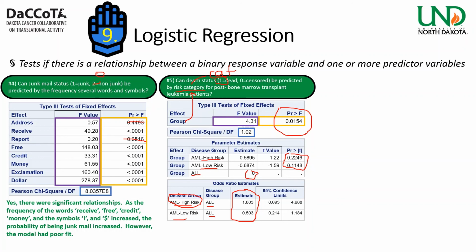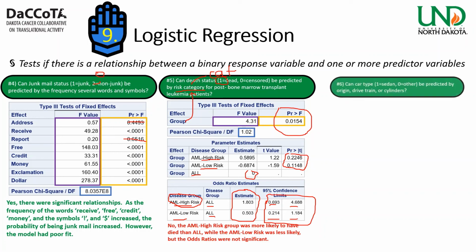But we know it's not significant because for confidence intervals, if they overlap 1, it means they're not significantly different, and these do. This goes from 0.6 to 4, and this goes from 0.2 to 1. So while they were different, it wasn't significant in the post hoc tests.